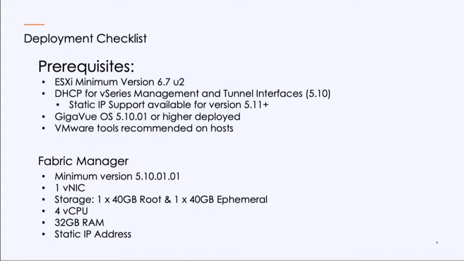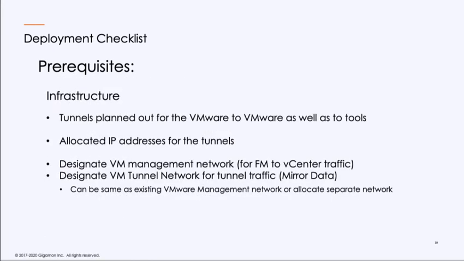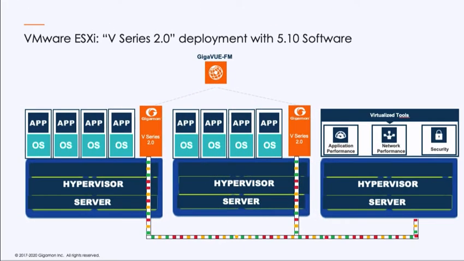4 virtual CPUs, 32 gigs of RAM, and you are required to have a static address assigned to your Fabric Manager. When we start looking at planning this from an infrastructure point of view, you need to have some tunnels planned out. Because as we said, we start looking at sending traffic outbound, where are they going to? If we're accepting traffic inbound, where is it coming from?